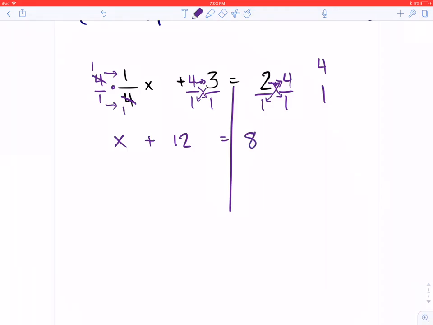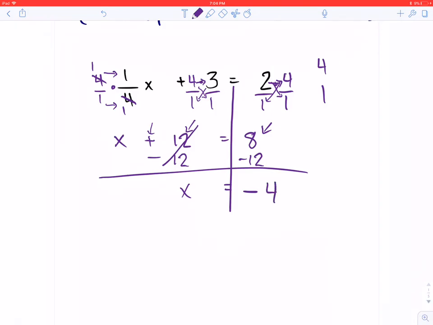Now I can actually solve. So this is my units. I need to move my other units over. Right now they're positive. I'm going to make them negative. Subtract both sides. 12 minus 12 is 0. So I have x equals 8 minus 12. Going to be negative 4. 12 minus 8 is 4. So 8 minus 12 is negative 4. And hey, look, we have x equals negative 4, we just solved.